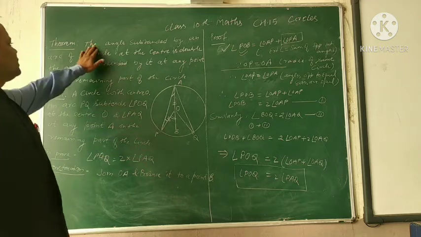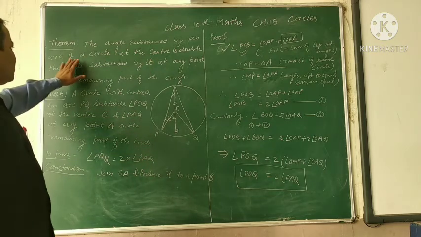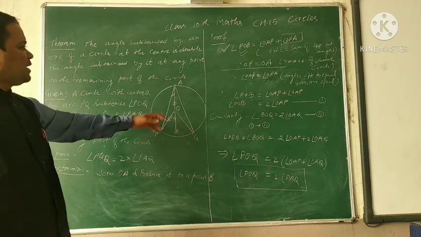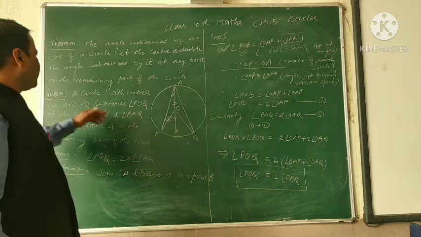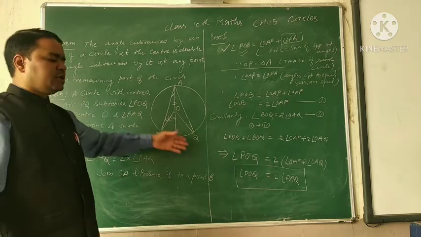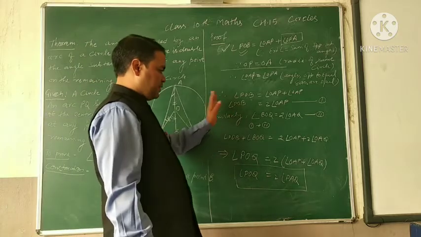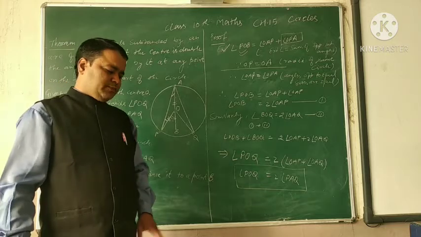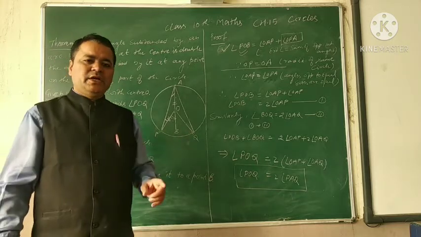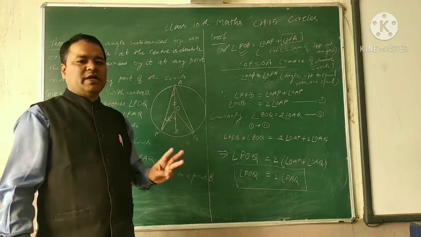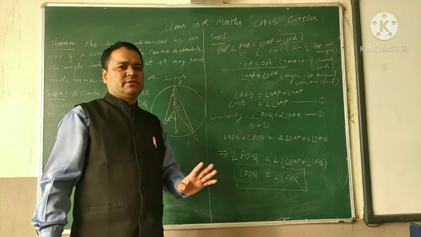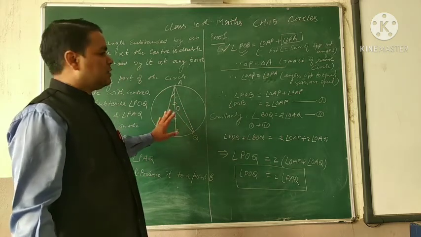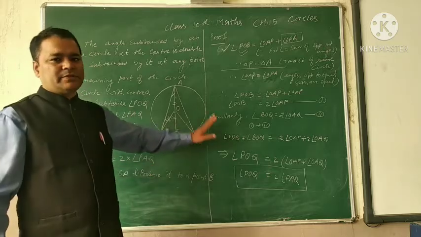Hence, we can write that the angle subtended by an arc of a circle at the center is double the angle subtended by it, meaning the same arc, at any of the remaining part of the circle. Okay, this is a very important theorem. According to the book, the same theorem is explained with 3 circles, 3 conditions, 3 criteria. But here, this one is a very simple way to understand this concept.